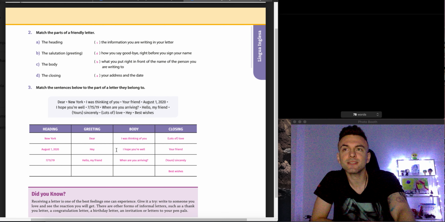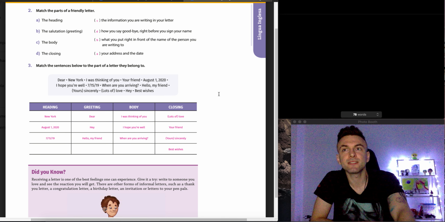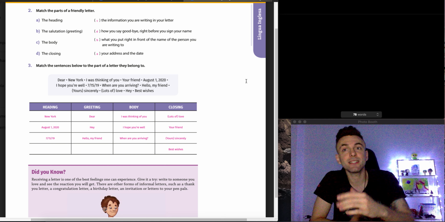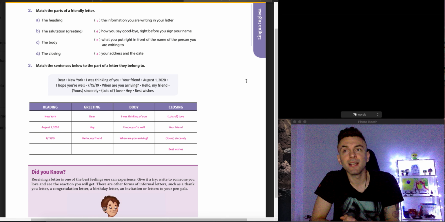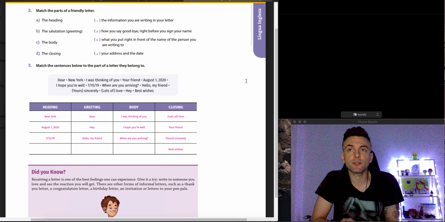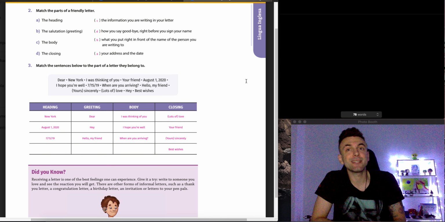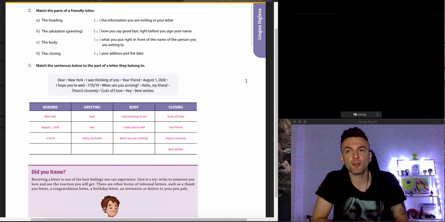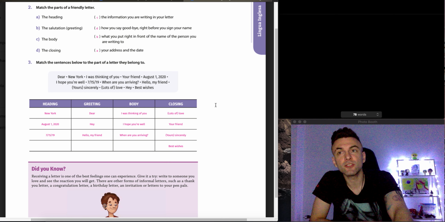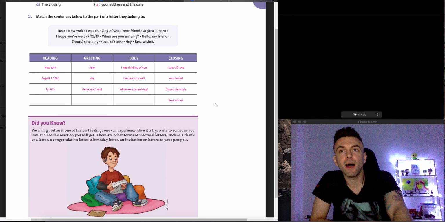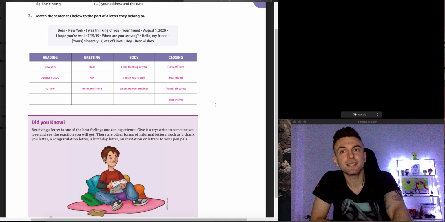So the second exercise is here. You have to match the parts of a friendly letter. The heading is basically your address and the date. The salutation or greeting represents what you put right in front of the name of the person you're writing to. The body is basically the information you're writing in the letter, and the closing is how you say goodbye before you sign your name. Here on number three, you have to match the sentences below to the part of the letter they belong to.